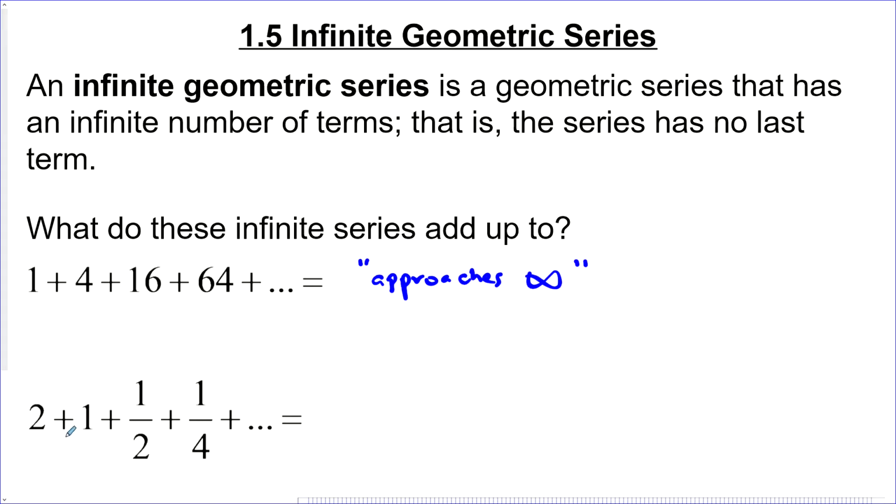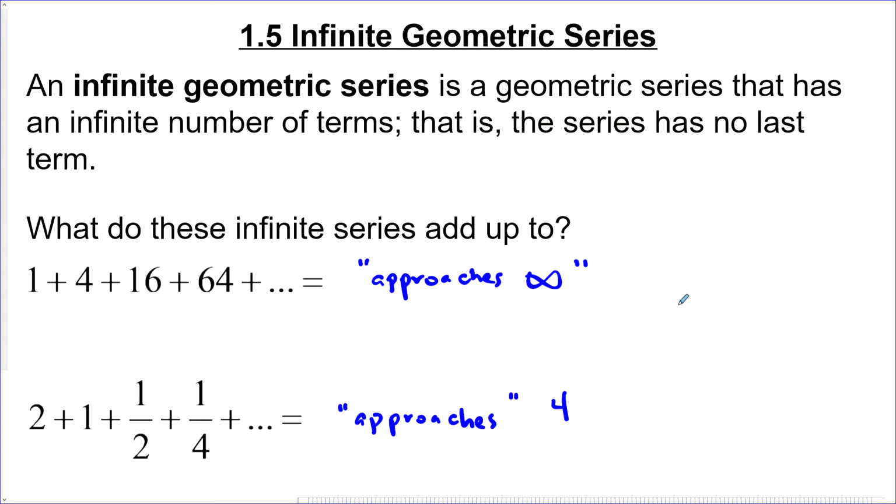The next one here, we've got 2 plus 1 plus a half plus a quarter, and if you tried this, keep adding more and more values in this series, then we find that this one approaches 4. It gets closer and closer to 4.